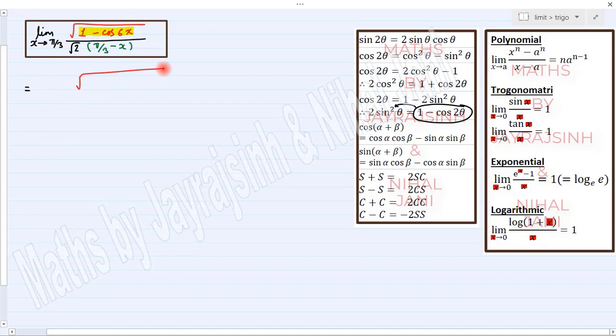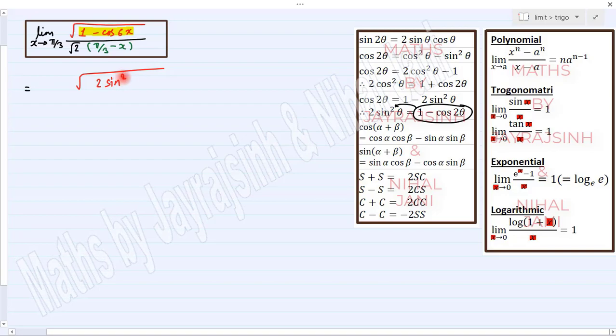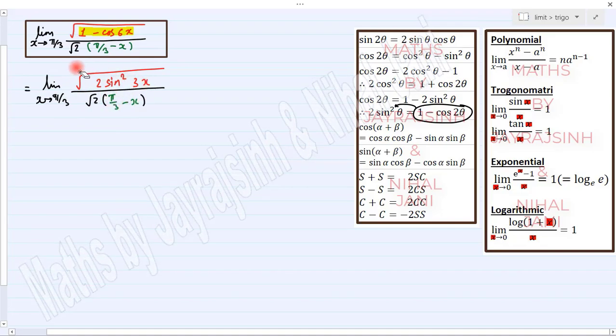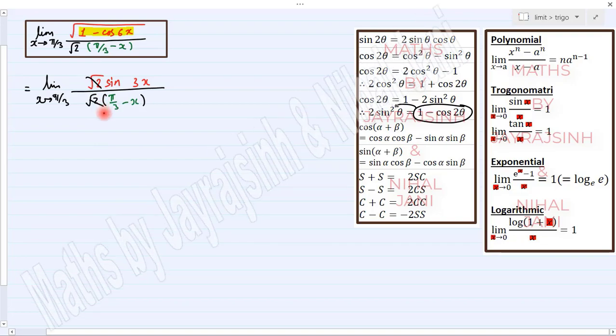This under root will be as it is, and this 1 minus cos 6x will become 2 sin square half the angle, which will be 3x. Rest of the things will be as it is. For further simplification, let's take under root individually. So here we'll get under root of 2 and sin 3x. So your root 2 will be cancelled out and we will get sin 3x upon pi by 3 minus x.